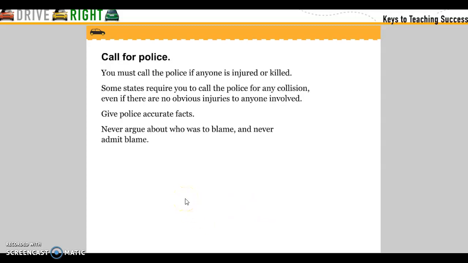Call the police. You must call the police if anyone is injured or killed. Some states require you to call the police for any collision. If there are no obvious injuries to anyone, give police accurate facts. Never argue about who's to blame and never admit blame.